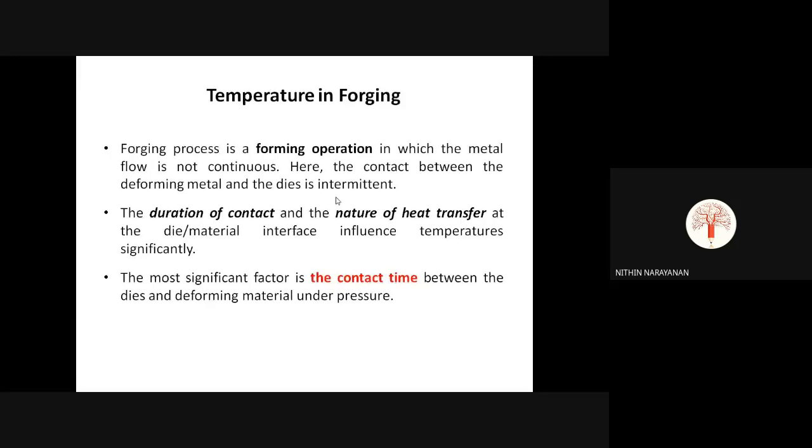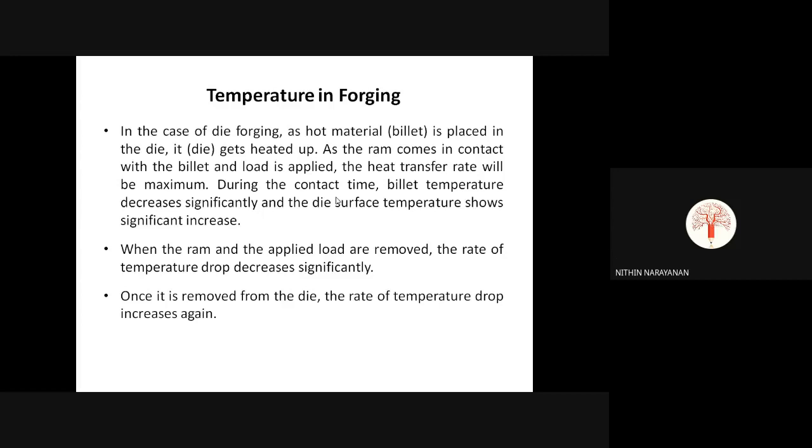The duration of contact and nature of heat transfer at the die material interface influence temperature significantly. The most significant factor is the contact time between the die and the deforming material under pressure. So in the case of this forging operation, the contact time between the die and the deforming material is very less because there the impact lasts only a few seconds.